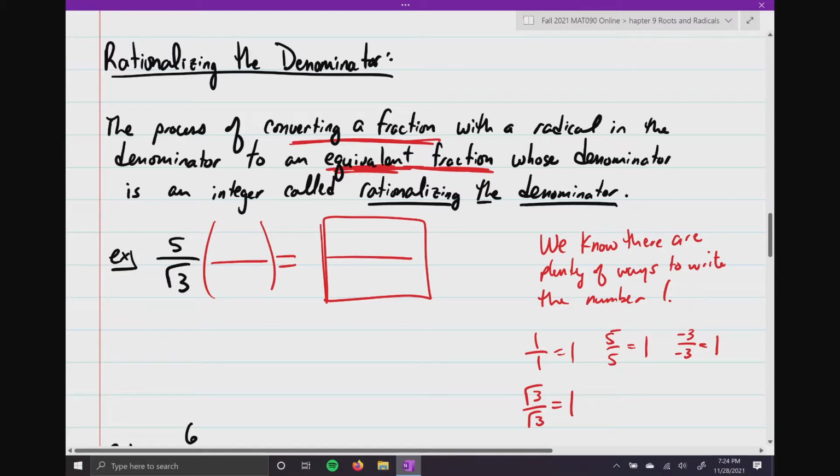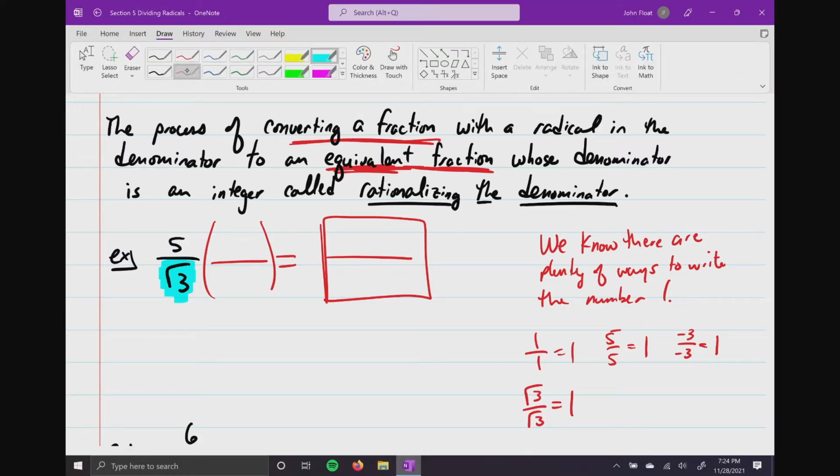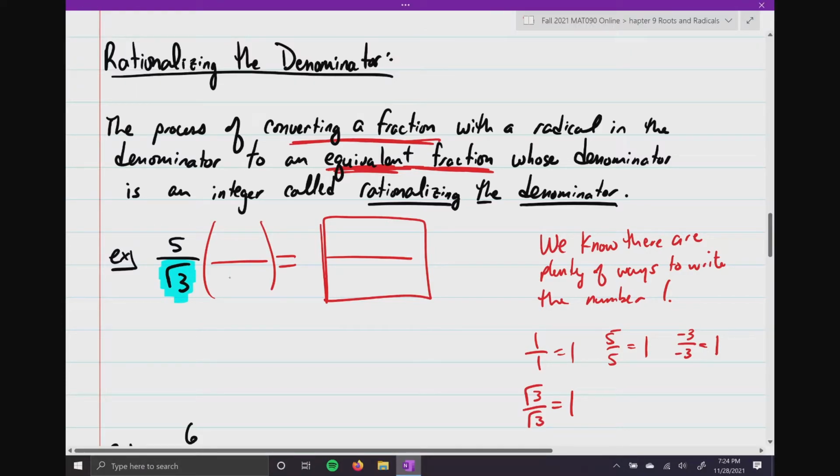So if I use this idea that the numerator and denominator are the exact same numbers, I can use that to my advantage. Because when I look at the denominator that I have, and I'm going to highlight it here for us, if I look at the square root of 3, well, I know that if I took the square root of 3 times the square root of 3, that gives me 3, which is an integer.